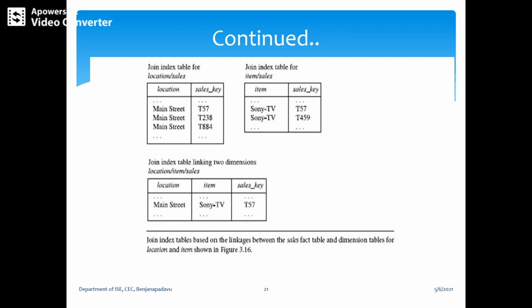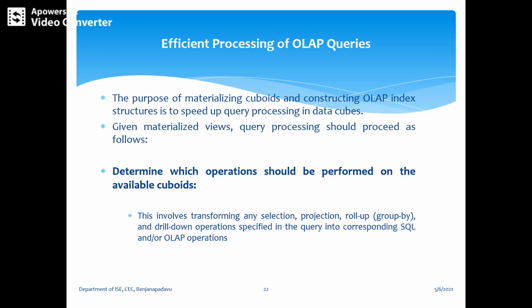So next we will discuss the efficient processing of OLAP queries. The purpose of materializing the cuboid and constructing OLAP index structures is to speed up query processing in the data cube. So, given materialized views, query processing should proceed in the following ways. The first is to determine which operations should be performed on the available cuboids.